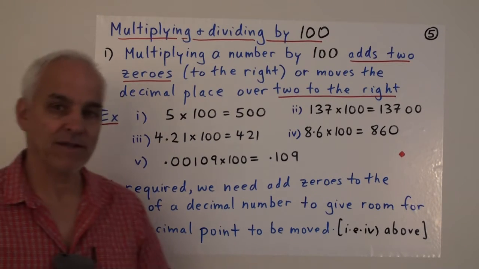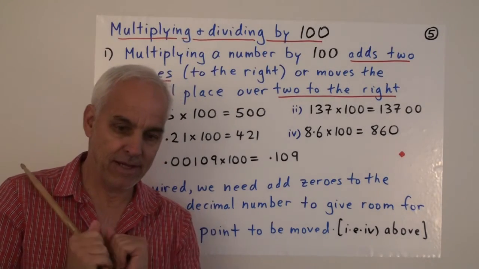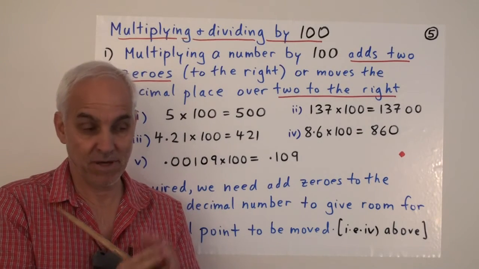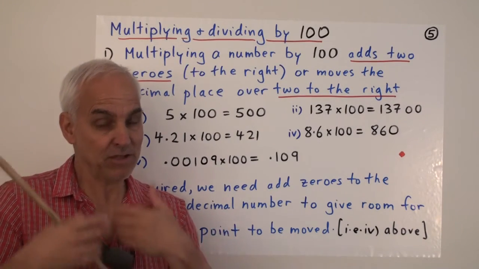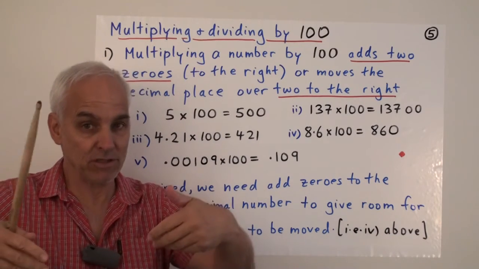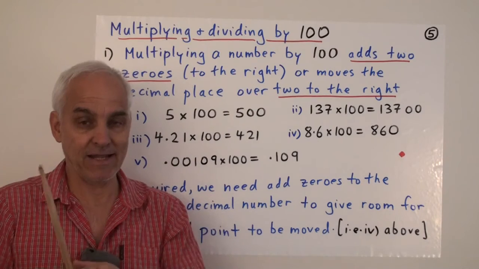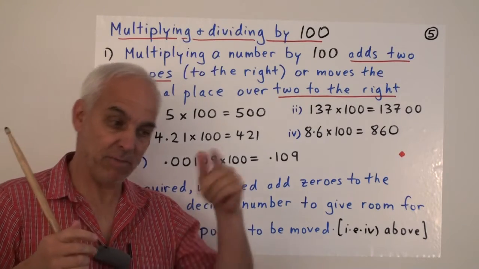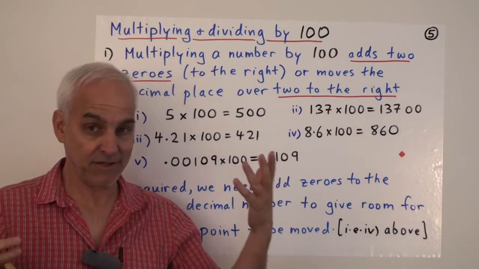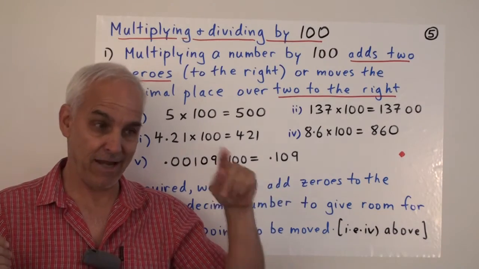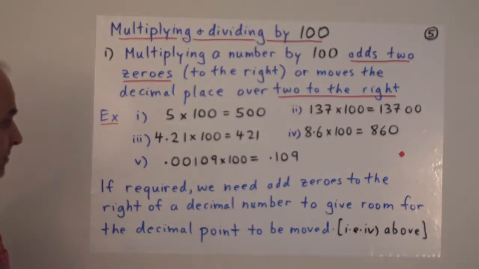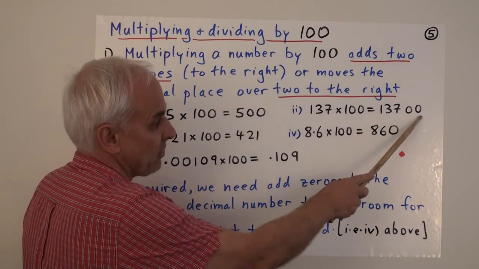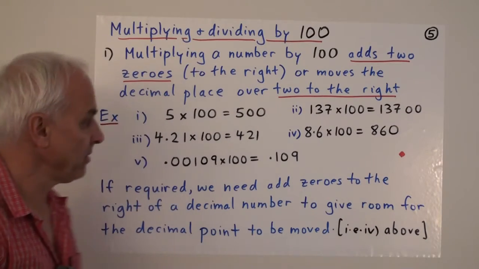And one way of thinking about that is multiplying by 100 is multiplying by 10 and then multiplying by 10 again, because 100 is 10 times 10. So if you're multiplying something by 100, first you multiply by 10 and then you multiply by 10 again. Since we know how to multiply by 10, it's adding a 0. If we multiply by 10 and then by 10 again, the effect is to multiply by 100, which is adding 2 zeros. Another example, 137 times 100, we just add 2 zeros to get 13,700.